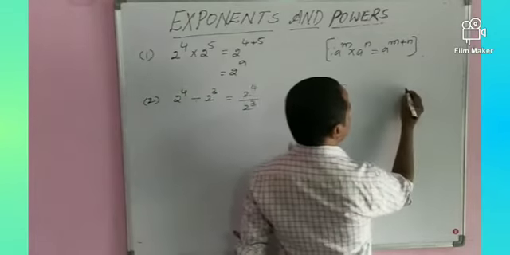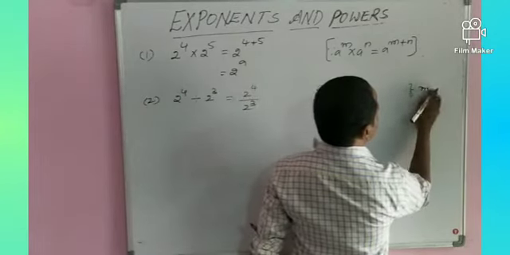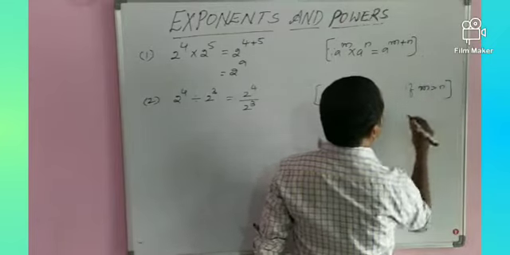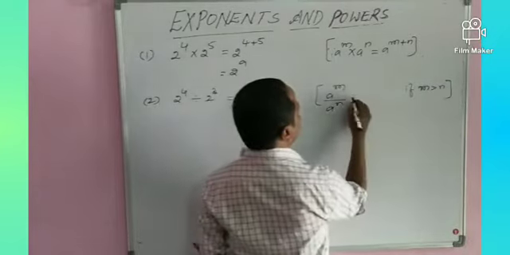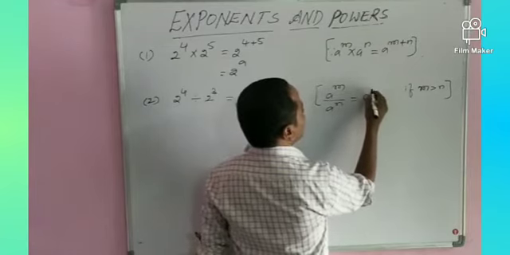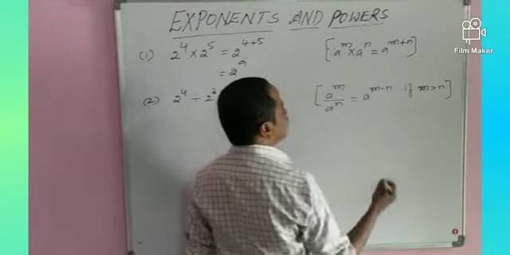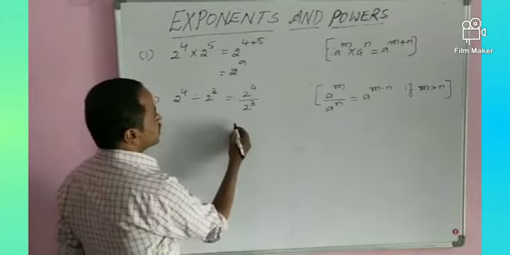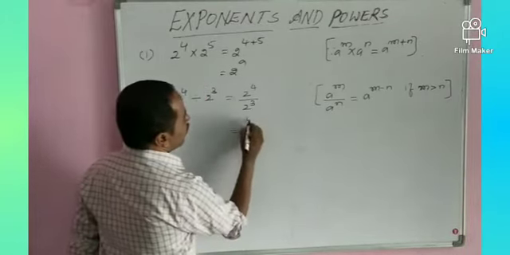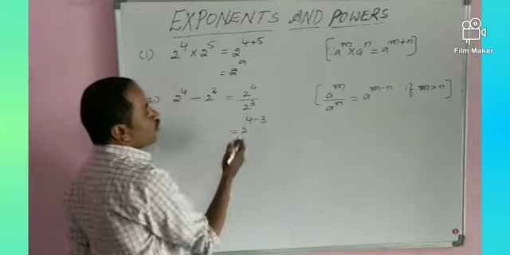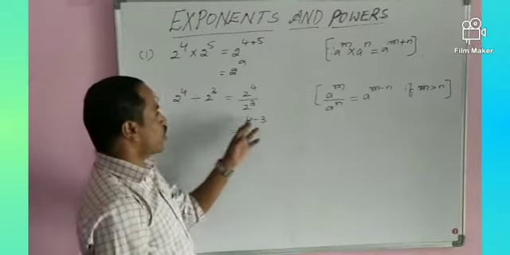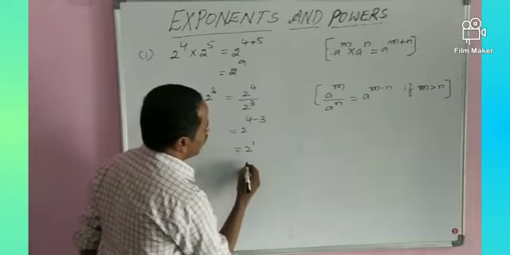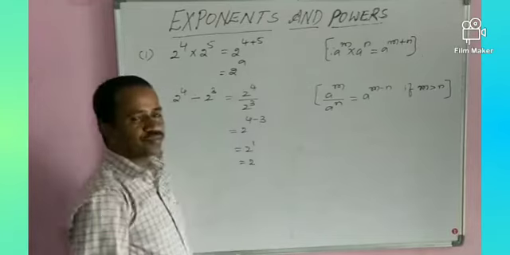If m is greater than n, what is the formula? A power m minus n. So we have to apply the same formula. 2 power 4 minus 3. 4 minus 3 we get 1. 2 power 1. What is the answer? 2.